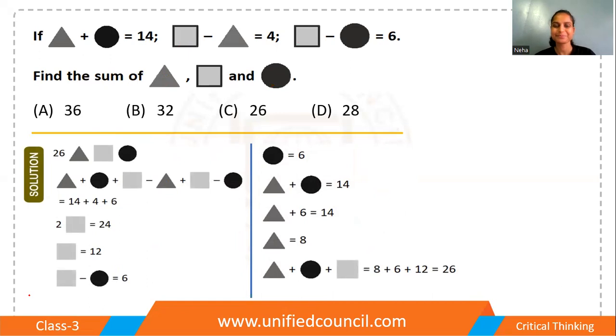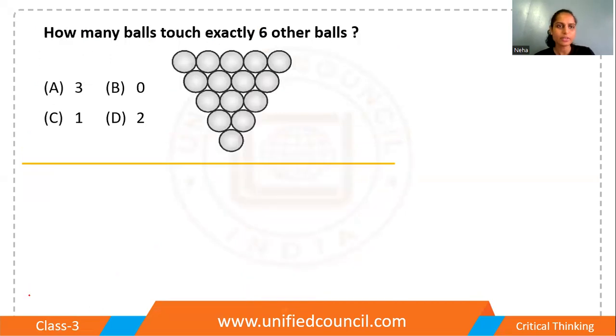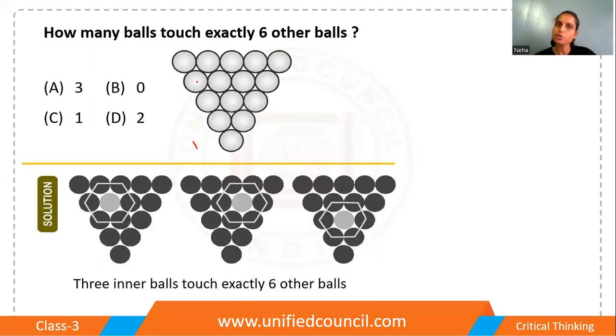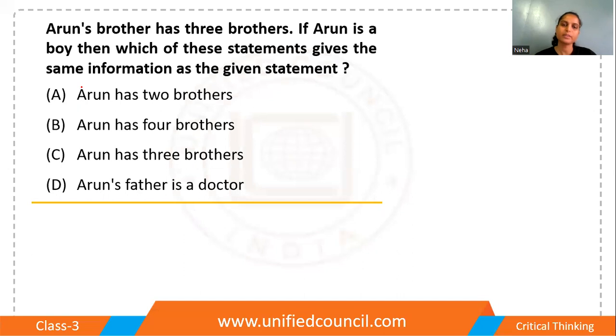Okay. Alright. Now let's move to the next question. How many balls touch exactly 6 other balls? So in this I have to check the balls which are exactly touching 6 other balls. So I can show you this in the diagram very clearly that there are 3 balls which are exactly touching 6 other balls. Okay. Next one and the last question for today.